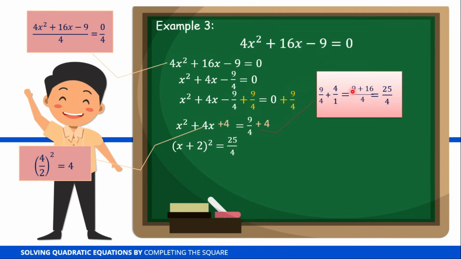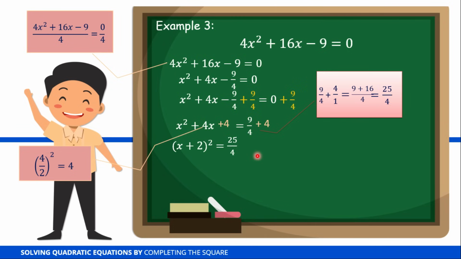9 times 1, we have 9. Then whatever the operation is, plus, we put it here. 4 times 4, we have 16. Those will be our numerators. 9 plus 16, the answer is 25. We just copy our denominator, 4. This is our fraction, 25 over 4.